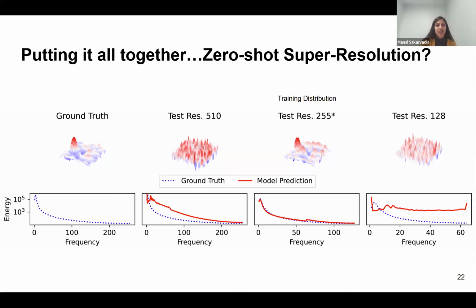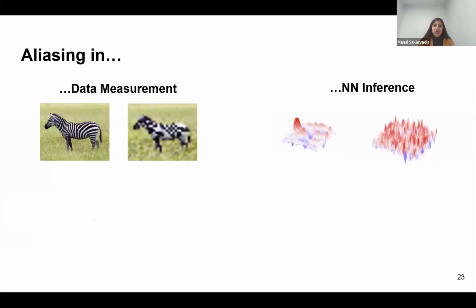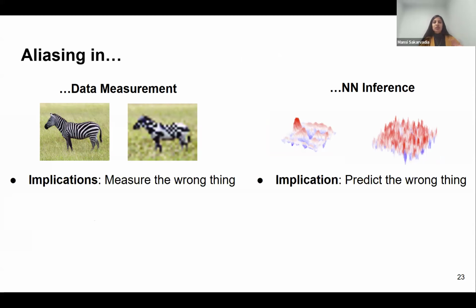And so equipped with this knowledge, it seems like instead of zero-shot super resolution, we might instead be observing aliasing. And if you've been listening closely, when I first introduced aliasing through the Whittaker-Shannon-Nyquist theorem, I introduced it in a data measurement context, and now I'm discussing it in a neural network inference context. And so there are some simple differences that I think are important to clarify.